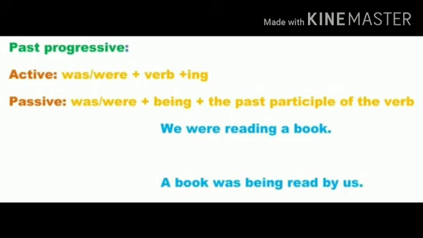Next example is for past progressive. The active sentence is, we were reading a book. According to the rule, we need to interchange the places of subject and object. Then we need to write the auxiliary verb was being or were being. Then we need to add the past participle of the verb, then use the preposition by, then the object. So the passive sentence will be, a book was being read by us. The structure of the passive sentence for this tense is subject, was, were plus being, past participle of the verb, by, then the object.